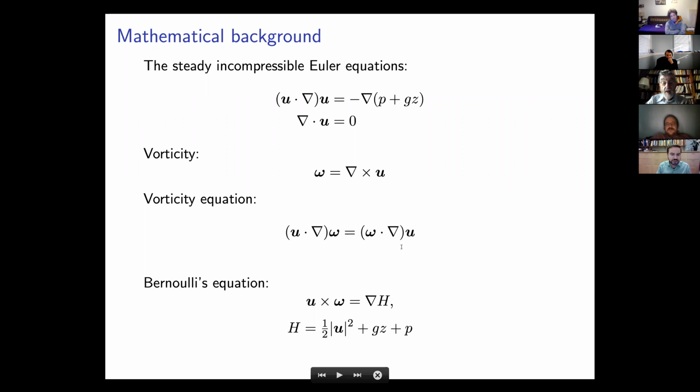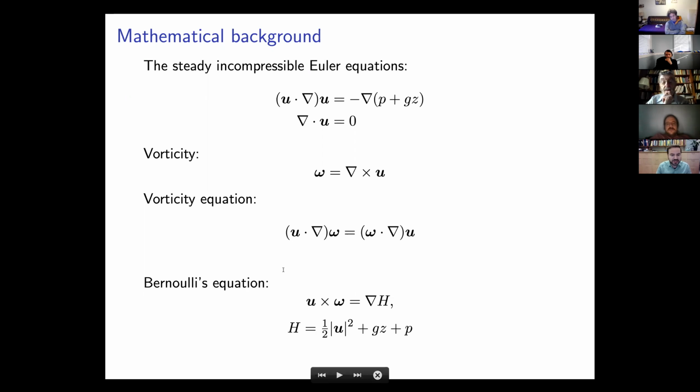Okay, so this is one way of rewriting the Euler equation. You have this transport-like equation for the vorticity, and then you can recover the velocity field from the vorticity using some elliptic problem. Okay, so that's one way.